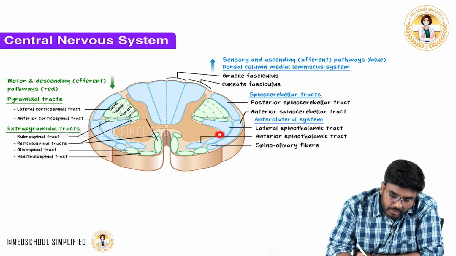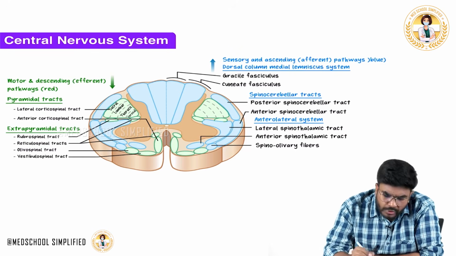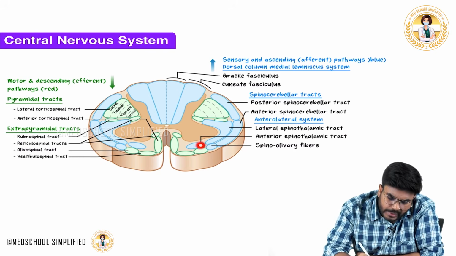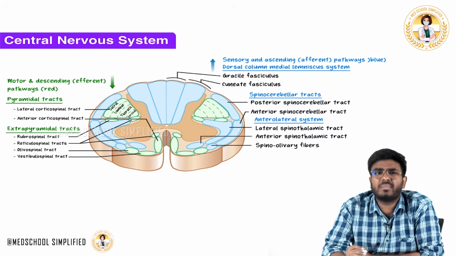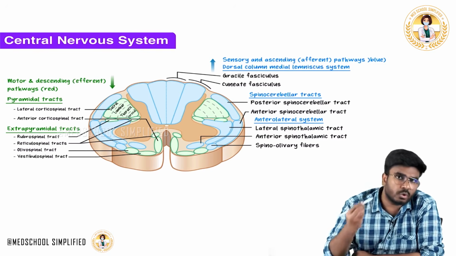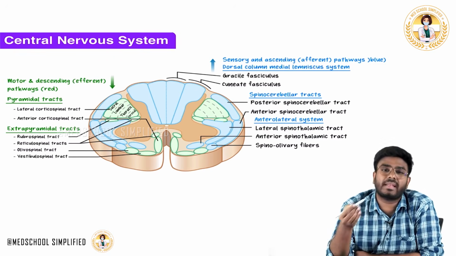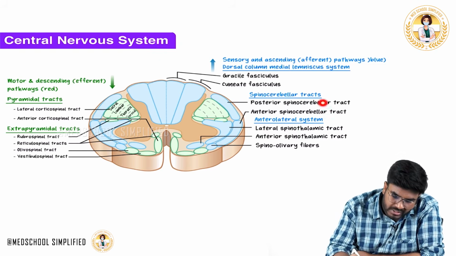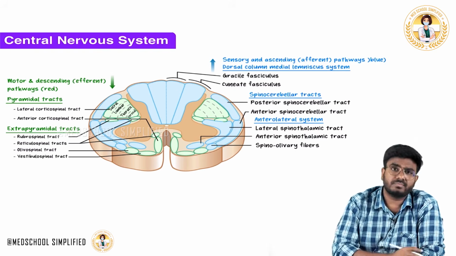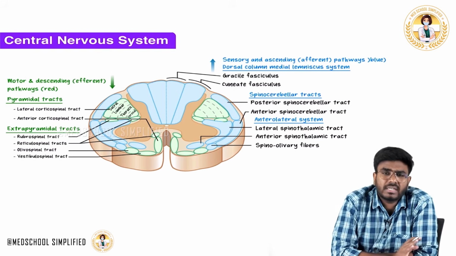Temperature and pain are going through the lateral spinothalamic tract. So we have only seen the anterior spinothalamic tract and the lateral spinothalamic tract, together called the anterolateral ascending pathways. But not only that, from the spinal cord, information is also going to the cerebellum. They are called the spinocerebellar tracts, posterior spinocerebellar and anterior spinocerebellar. But that's not that important.